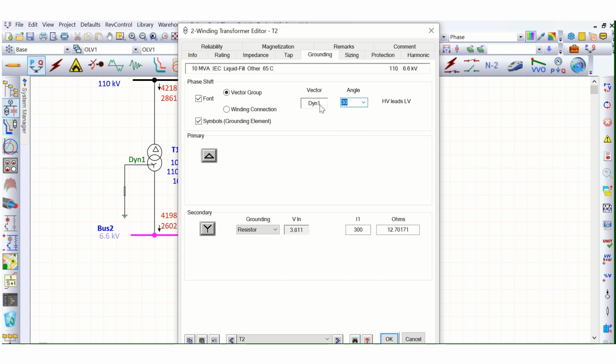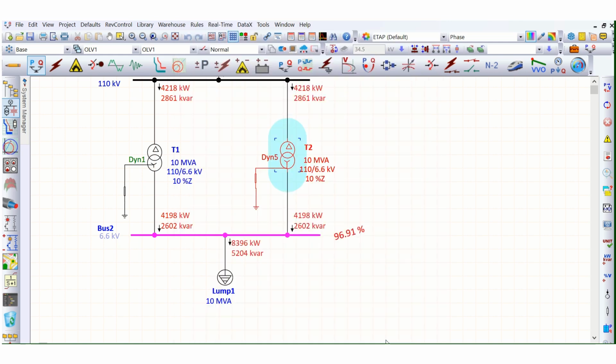But you can use the transformer T1 as dyn1, and here suppose this is dyn11, so I will choose dyn11 here, dyn1, here dyn11. Let's see what's the impact. Okay, so no impact, 4198 kilowatt and 2602 kilovar.